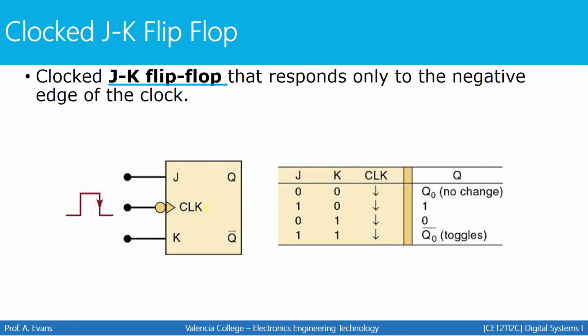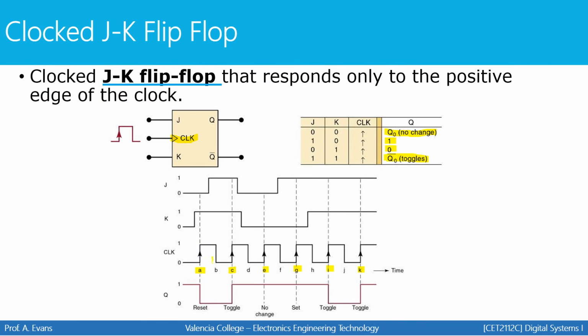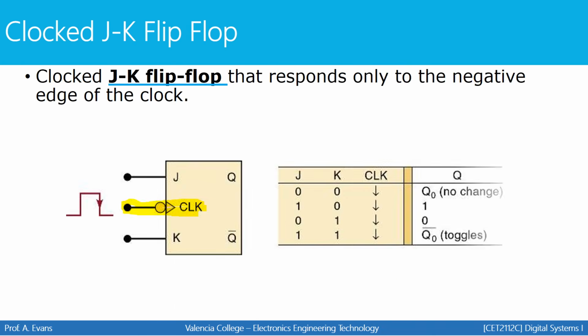If you had a JK flip-flop that responded to the negative edge of the clock, you'd have to look at the symbol here and see the bubble. If you saw a bubble, you'd do the same example we just did, except now you'd only be looking at points B, D, F, H, and J, and doing the output based on those points instead of the ones we used.